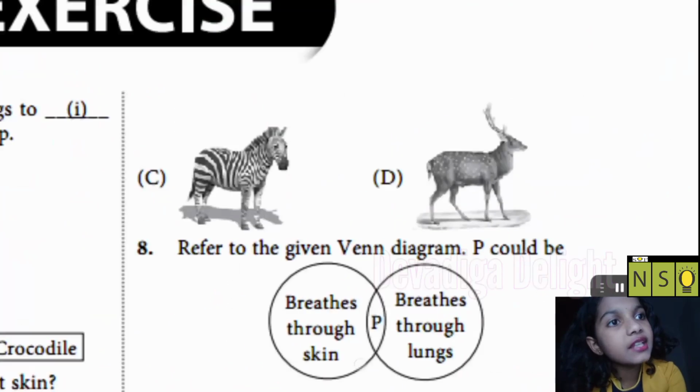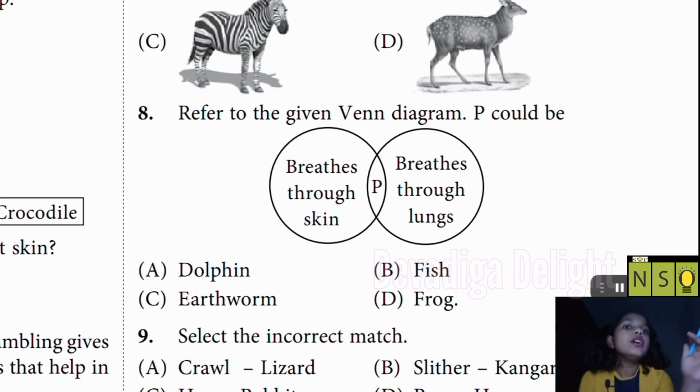Now let us see the next one. The next one is the 8th one. They're asking us to look at this Venn diagram and say what P is. Now if you see, P breathes through skin and breathes through lungs.